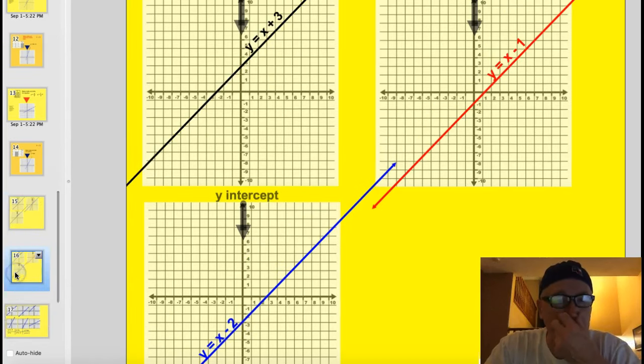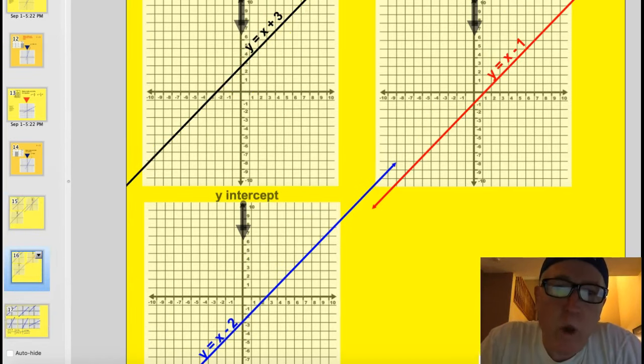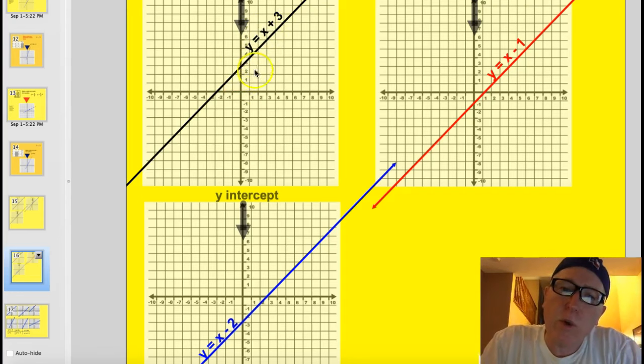Let's take a look at some more examples. Look at this one here. This one is y equals x plus 3 because look where it crosses the y-axis. Here's the plus 3 and it goes through at 0, 3. That's because when you put 0 in for x, you're going to have 0, 3 as your first point.